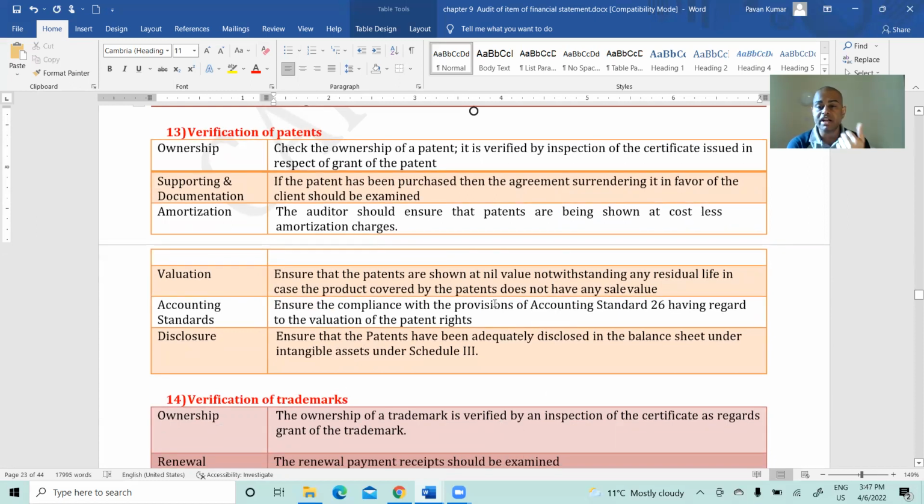All of you, please tell me, patents, do you understand? Trademarks, do you understand? Guys, do you know the difference between copyright, trademark, patent? You know or you don't know? Or you don't know that you don't know?